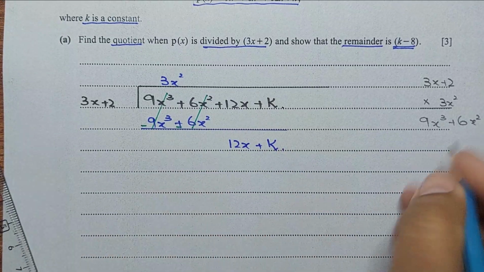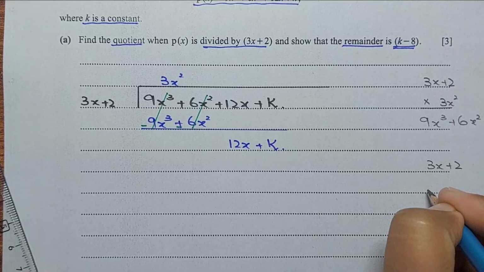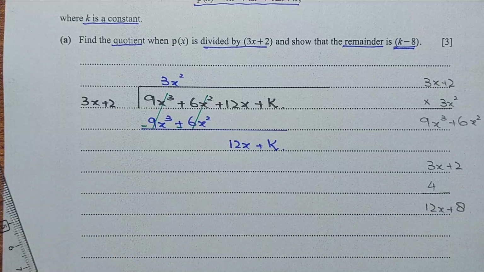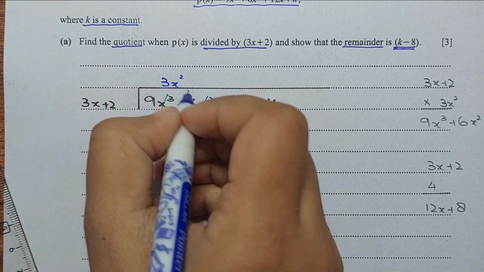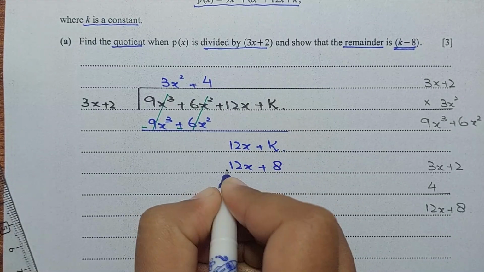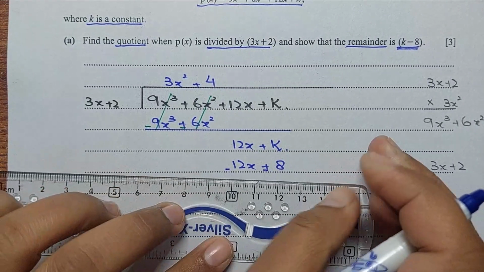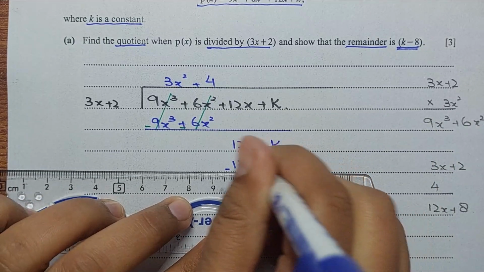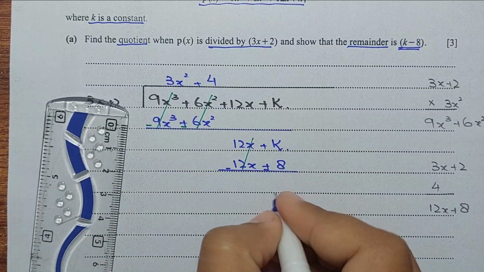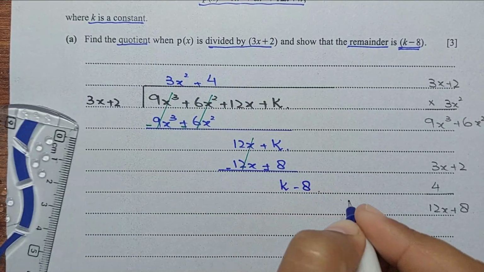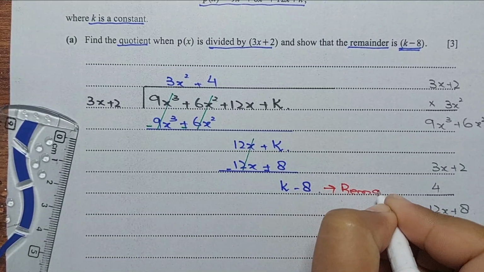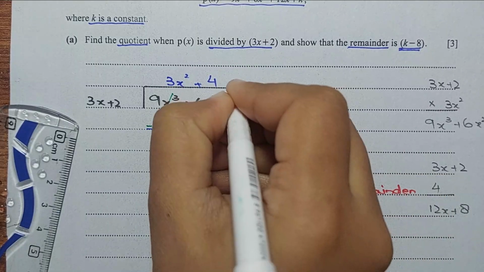Okay, so now 3x plus 2 is multiplied by what to make 12x? 4. 4 times 3 is 12x, 4 times 2 is 8. Multiplied by 4, 12x plus 8. Now change the signs, and plus 12x and minus 12x is just 0. It is cancelled out. And we have k minus 8 as the remainder, right? Now this thing is the remainder and this thing is the quotient.